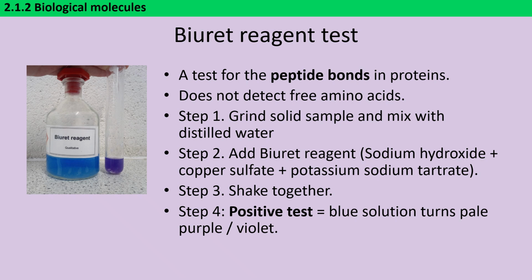The first step is that you grind up your solid sample using a mortar and pestle and mix it with some distilled water. To this, you add some biuret reagent, which is a mixture of sodium hydroxide and copper sulfate and potassium sodium tartrate. You shake all of these together, and the positive test would be that the blue solution turns a pale purple or violet.